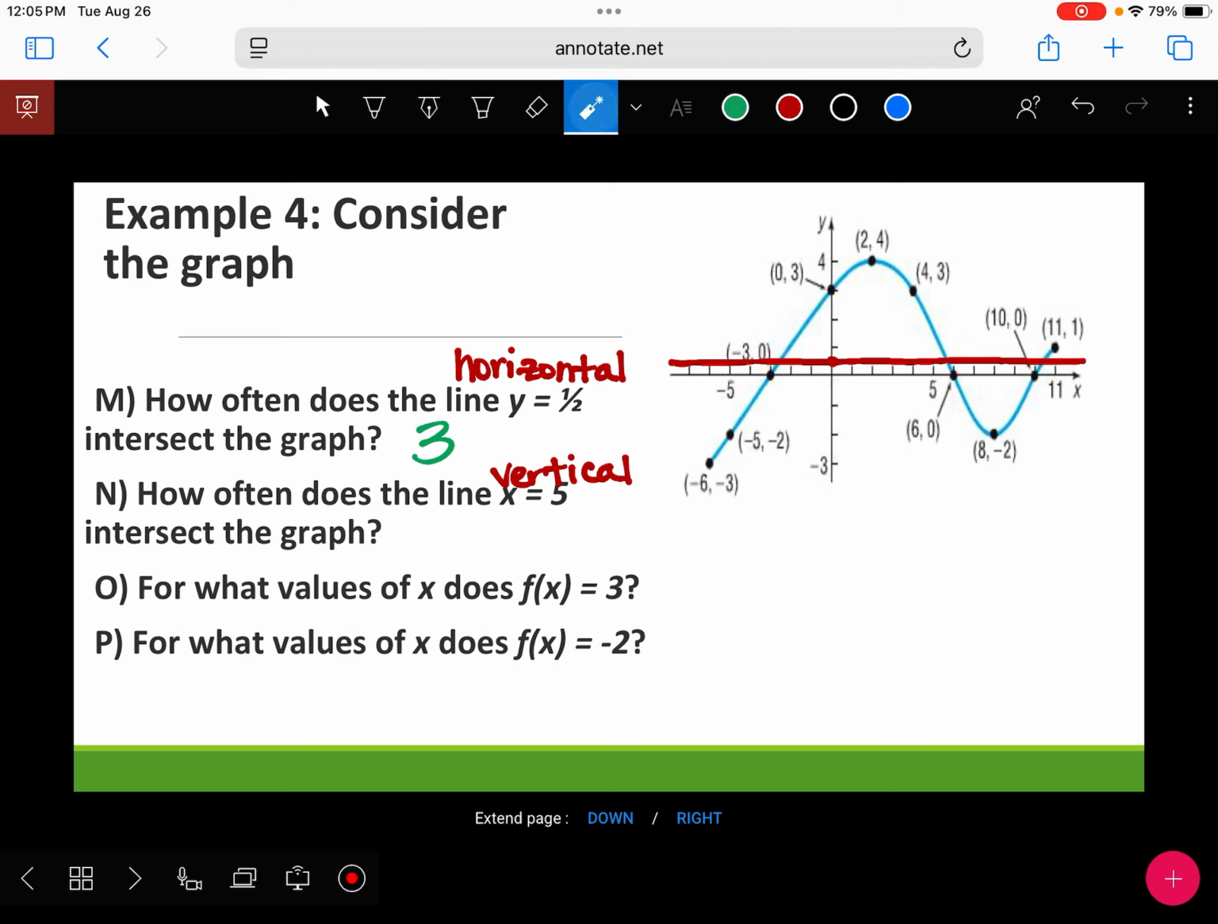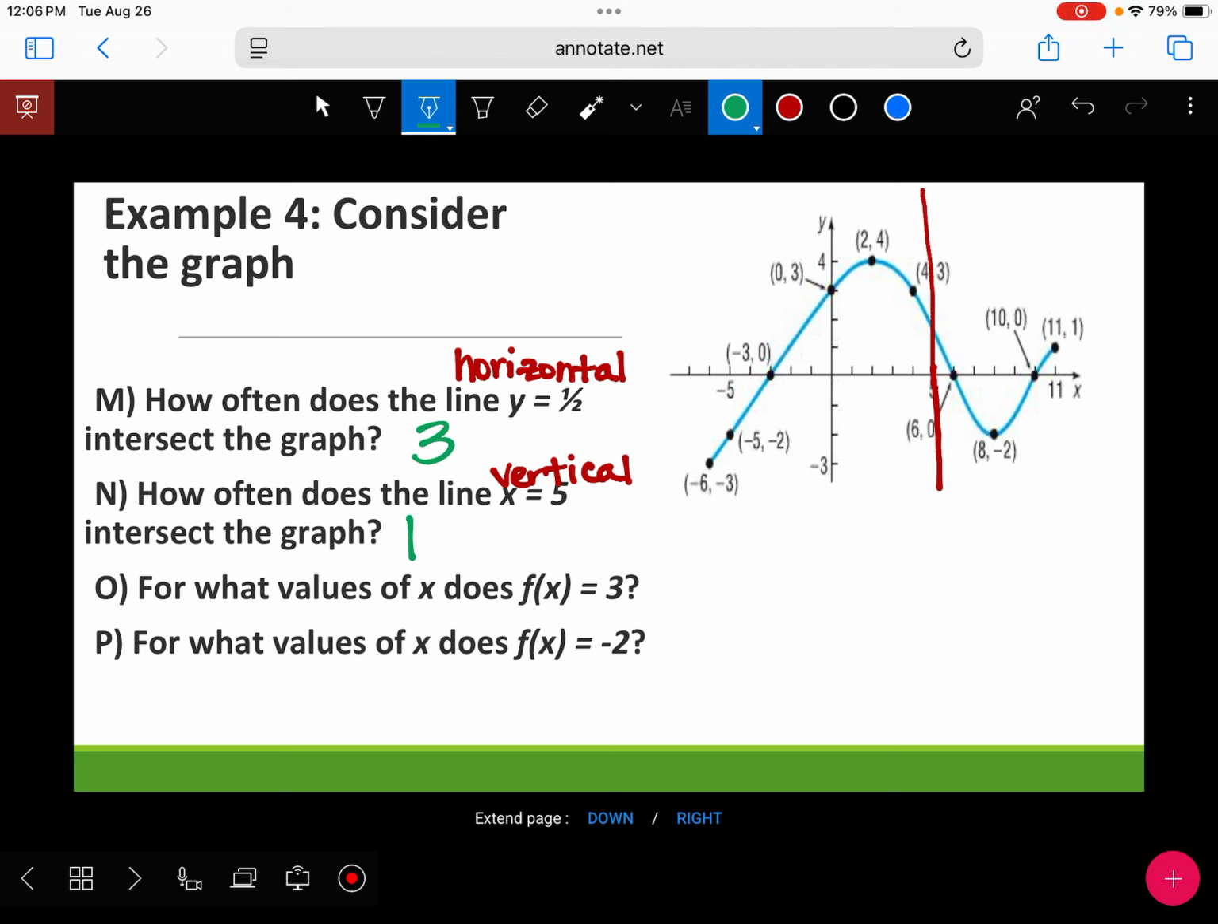Now, because this is a function, in order to pass the function test, it can't go through a vertical line more than once. But we can verify that by drawing a vertical line at 5. So this is 5, and I'm going to draw my vertical line. How many times does the graph go through the vertical line? Show me with your fingers.